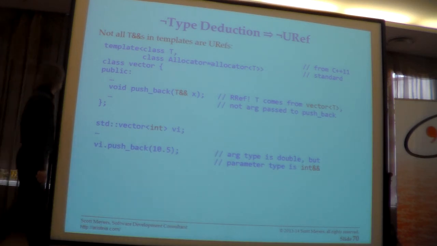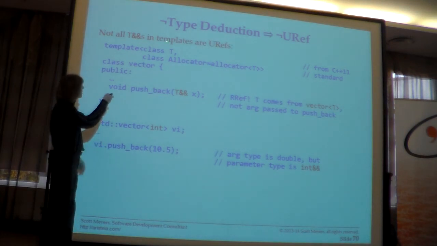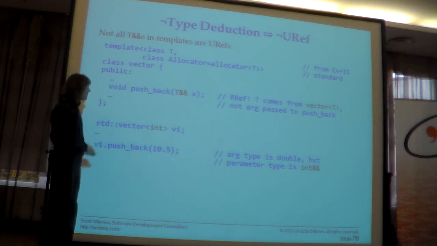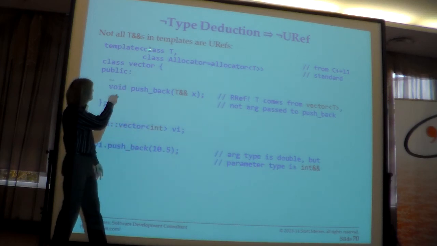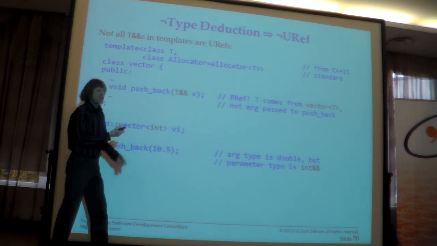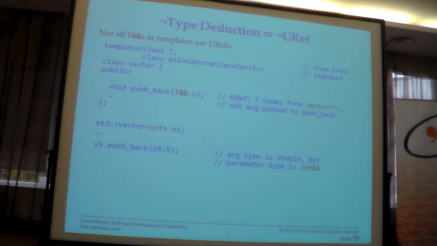Speaking of vector, here's a class vector. It's templatized on T. I have a function push_back. It takes a T ref. I'm in a template. It's a T ref. At first glance, it looks like it's a universal reference, but it's not, because there's no type deduction present here.